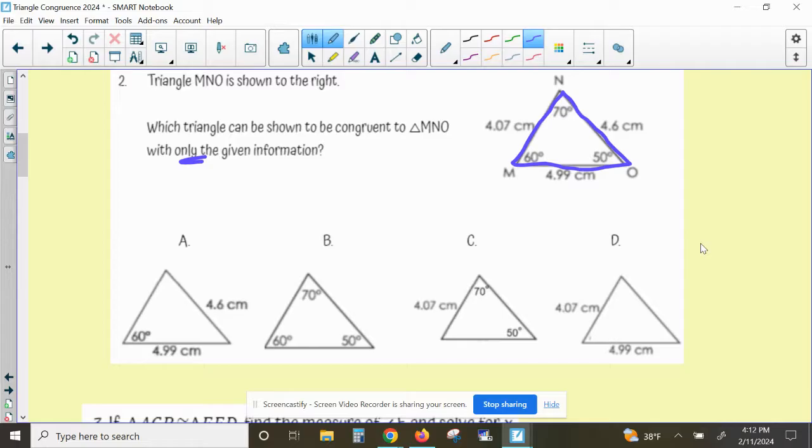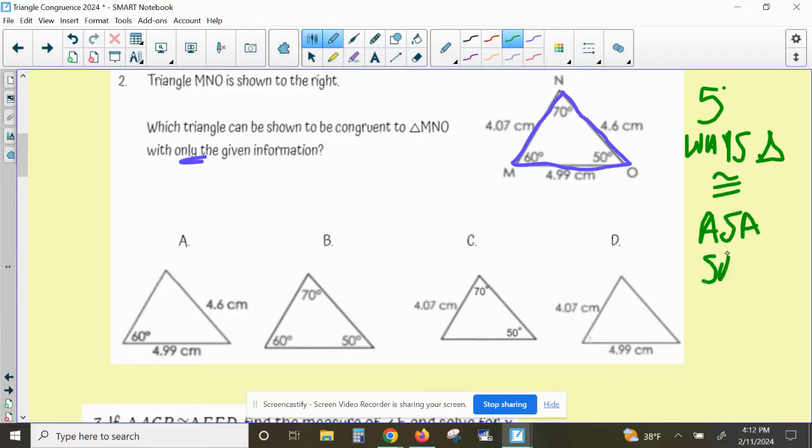Now, here's the thing. We have 5 ways to prove triangles congruent. What are the 5 ways? You have those in your notebook. There is angle, side, angle.